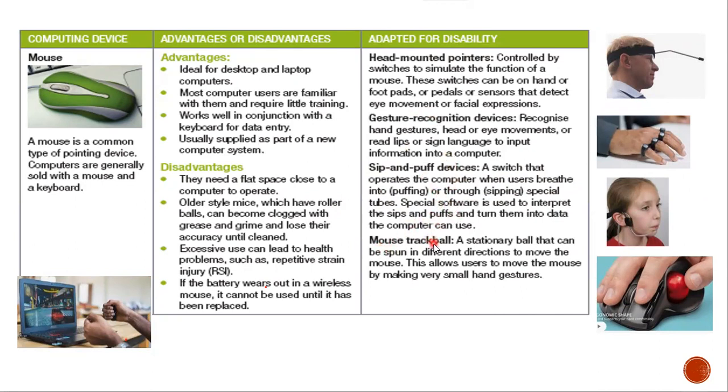We have a mouse trackball. There's a normal mouse, but this is a mouse with a trackball. A stationary ball that can be spun in different directions to move the mouse. This allows the users to move the mouse by making very small hand gestures. Unlike a normal mouse where you can move it around a larger area, instead of moving the mouse, you move the ball. That allows you the same movement as a full mouse.